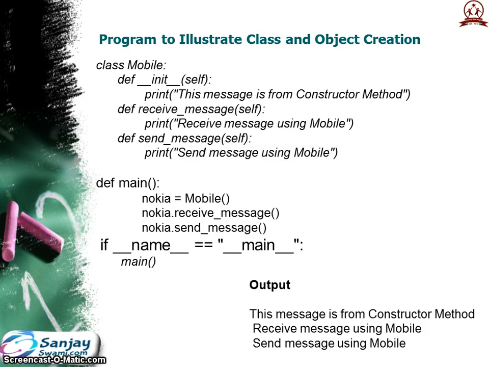Just because you have defined a class doesn't mean you have created any mobile objects. Often the first argument of a method is called self. This is nothing more than a convention. The name self has absolutely no special meaning to Python. However, by not following this convention, your code may be less readable to other Python programmers. Here I have defined one more method, init, which is the constructor for the class. We will be discussing the constructor in detail in later slides.